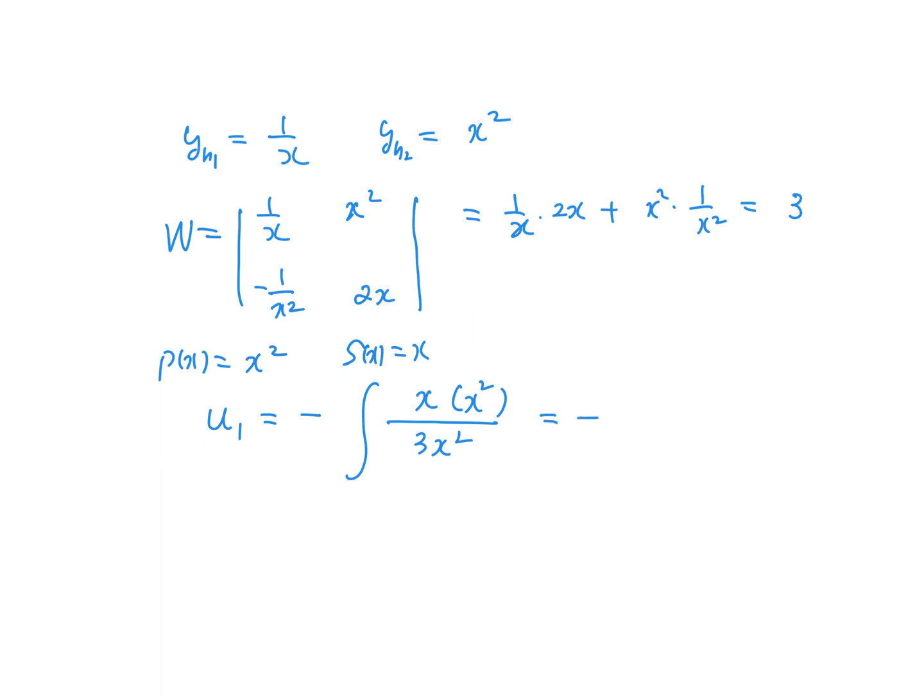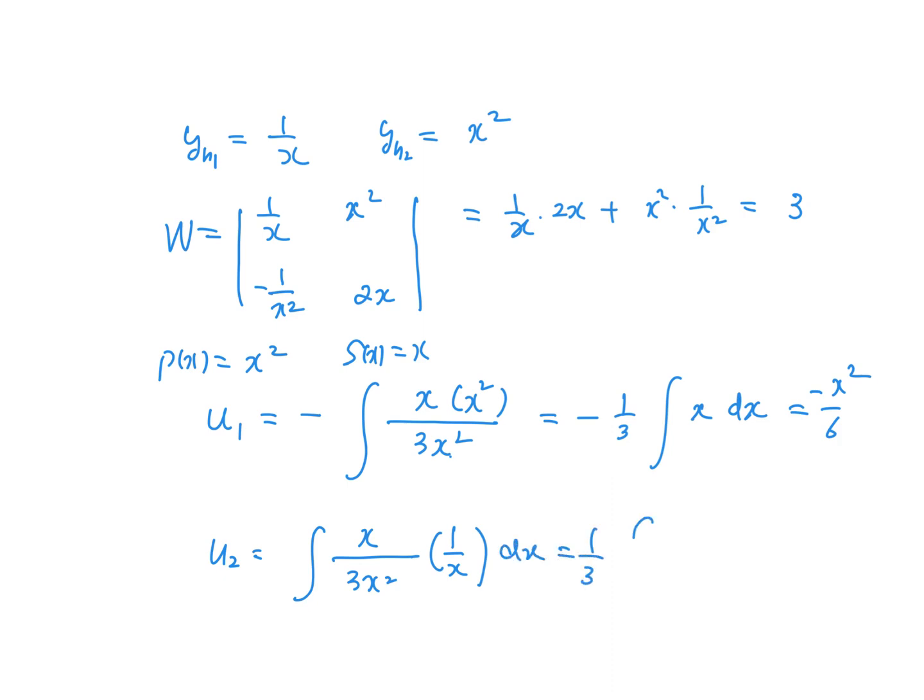So minus 1 over 3, that is the integral of x dx, right? So minus x squared over 6. u2 is the integral of 3x squared times 1 over x, dx, 1 over 3, x squared dx, right? It's x cubed over 9... so u2 is minus 3 x.